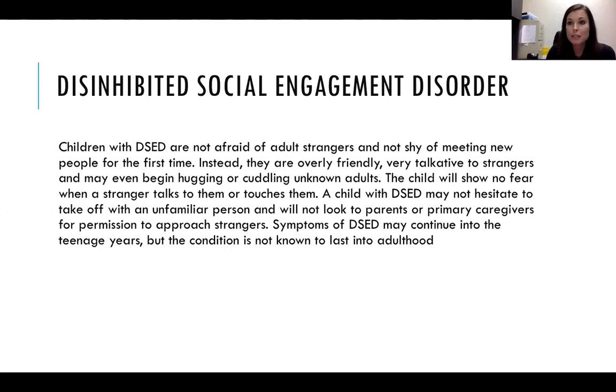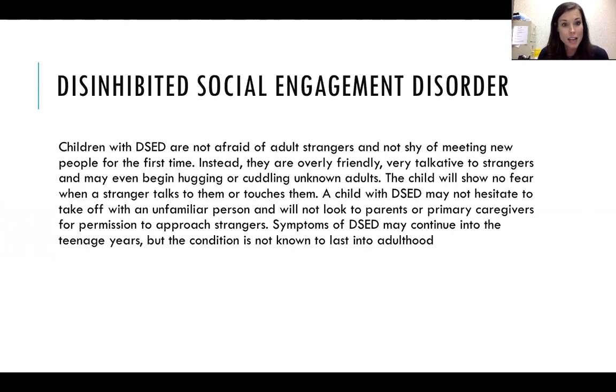Disinhibited social engagement disorder is basically the opposite of reactive attachment disorder. So children with DSED are not afraid of adults or strangers, and they're not shy of meeting new people for the first time. Instead, they're overly friendly, overly talkative to strangers, and may even begin hugging or cuddling unknown adults. They show no fear when a stranger talks to them or touches them.